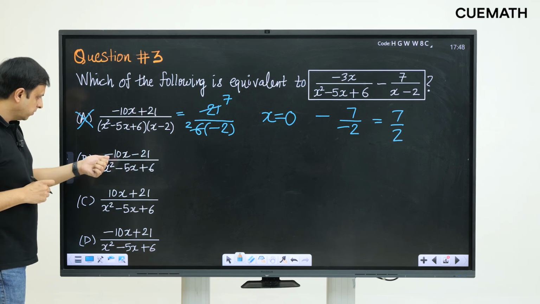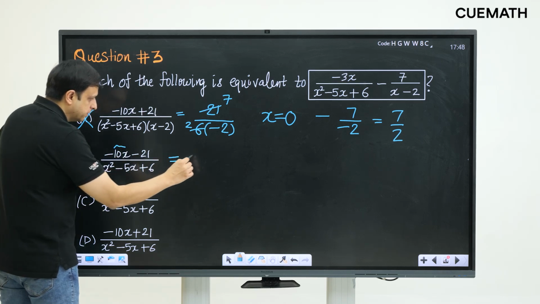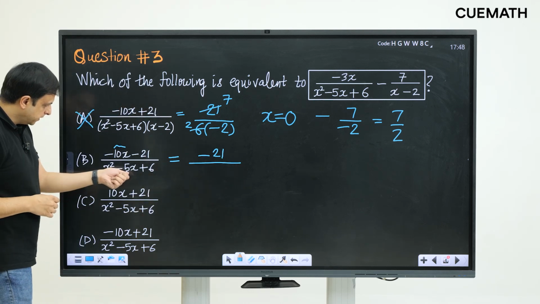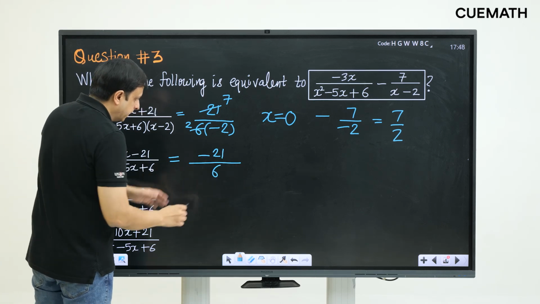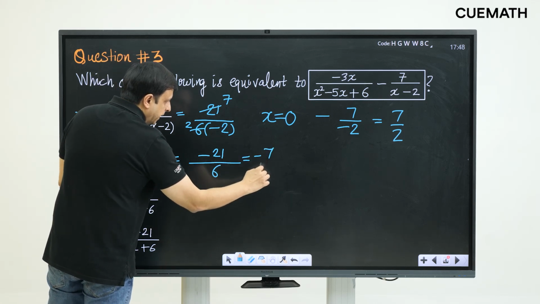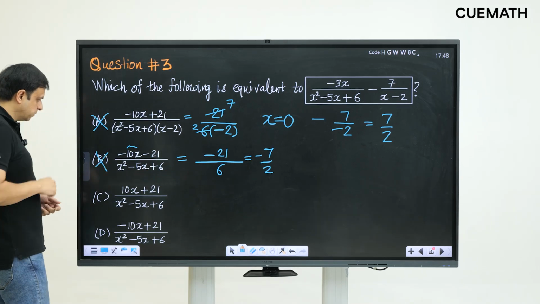Now, let me put x equal to 0 here. I get in the numerator, this becomes 0, and then I get a minus 21 in the numerator, and in the denominator I get 0 minus 0 plus 6. So, I get minus 21 by 6, and in simplest form this is minus 7 by 2, but I need a 7 by 2. Okay, so, option B is also ruled out.